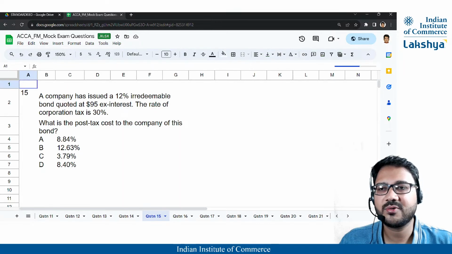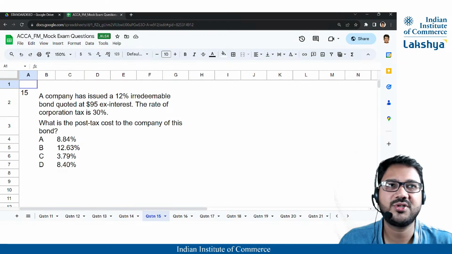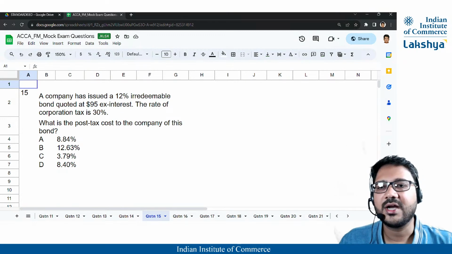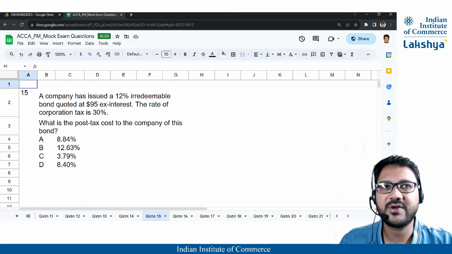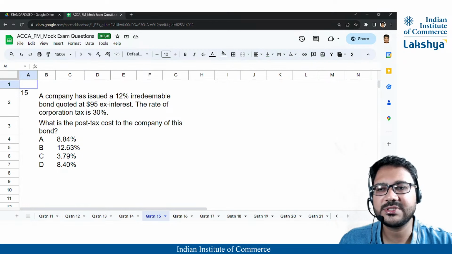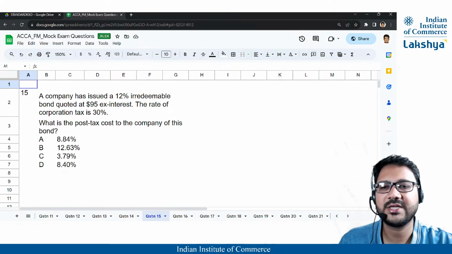So, next question, question number 15. This is the last question of section A. A company has issued a 12% irredeemable bond at 95 ex interest. The rate of corporate tax is 30%. What is the post-tax cost to the company of this bond?